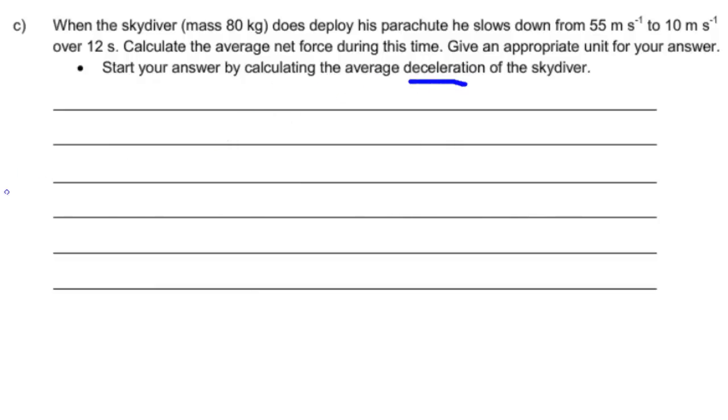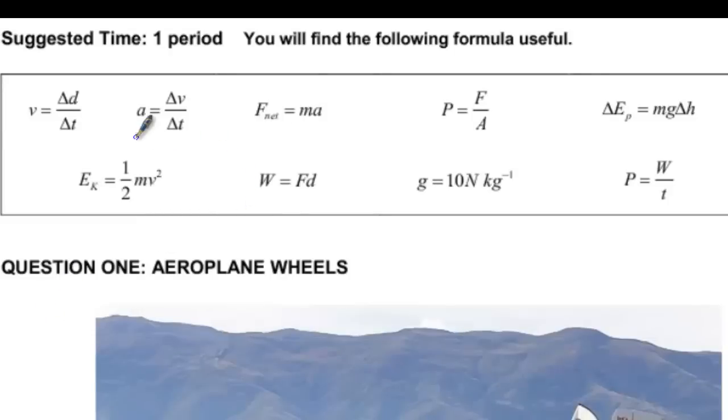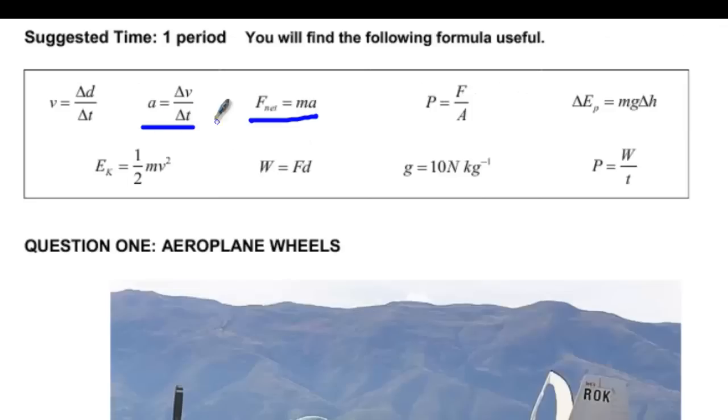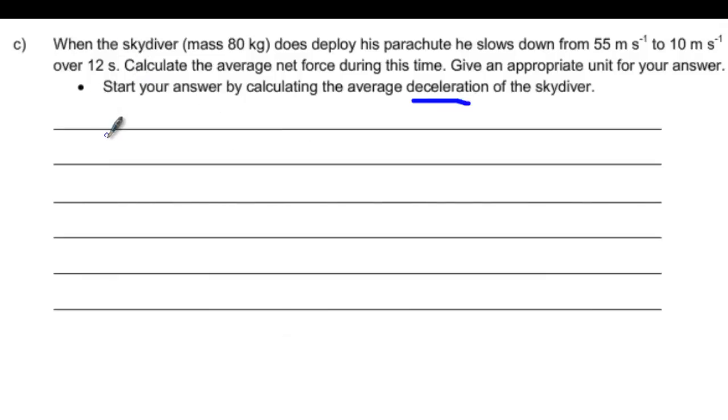Let's head over to our formula sheet. Which formulas have an acceleration in them? Well, we've got acceleration as change in velocity over change in time, and we've got net force equals mass times acceleration. Notice how important it is to know all the symbols. So we've been given a change in velocity, haven't we? The velocity changed from 55 to 10. And have we been given a time? The time change was 12 seconds.